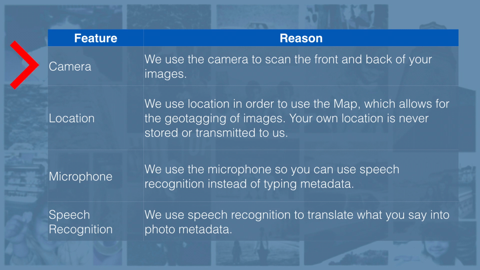So the camera permission is so that we can access your camera so that we can scan your photos. The location permission is required so that we can use the map interface, which we use to allow you to tag your photos to specific places. We never actually use your location data at all, and nothing is being transmitted to us.